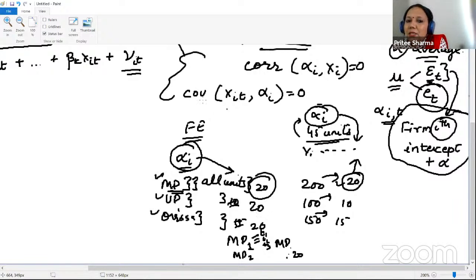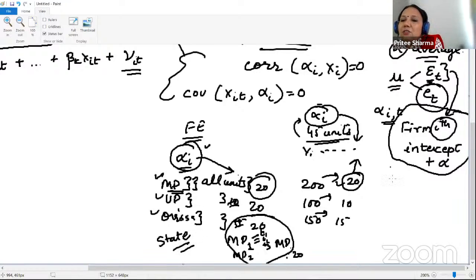Now, when you are estimating in your fixed effect model, if suppose we have this alpha I which is for MP1, that will correspond to that particular firm completely. And that is why it will be kind of giving us the picture for the entire state.